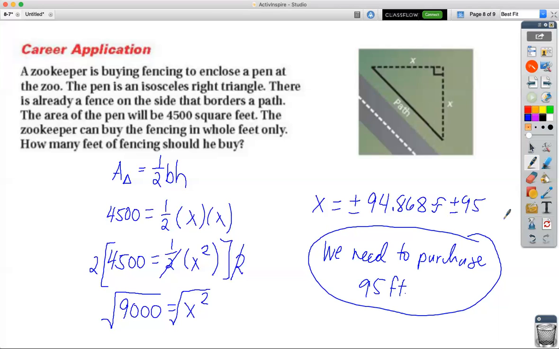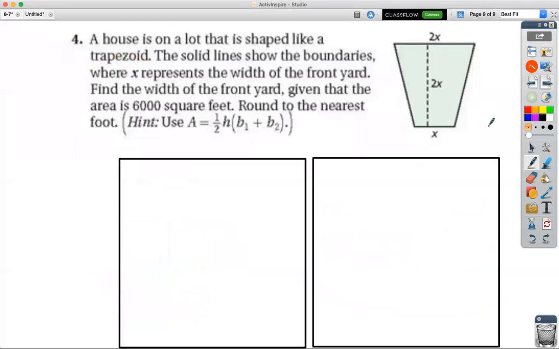All right, so on the next page, you'll have another opportunity to apply the square root method to another problem. Let's take a look. A house is on a lot, which is shaped like a trapezoid. Pretty cool. The solid lines show the boundaries, so these are the edges of the house. Now, x represents the width of the front yard. So this is the front. Your house is narrow from the beginning and then it gets wider. That's pretty interesting. Find the width of the front yard, given that the area is 6,000 square feet.